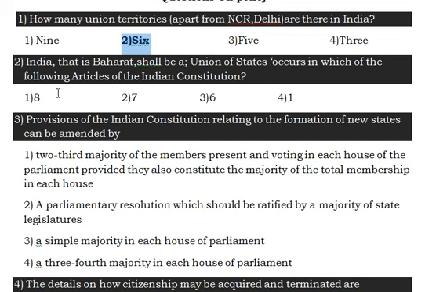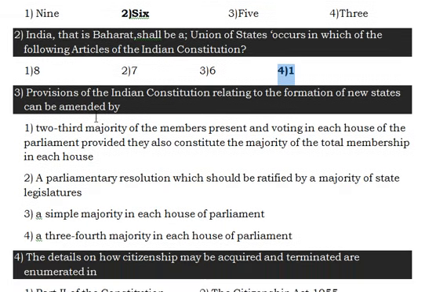And the second one: India, that is Bharat, shall be a union of states, occurs in which of the following articles of the Indian Constitution? That was given in the first article itself, which says that India, that is Bharat, shall be a union of states, that we have seen when we discussed Part 1.